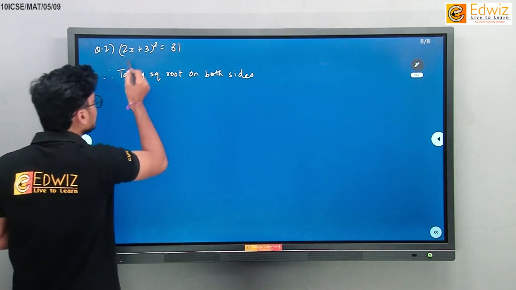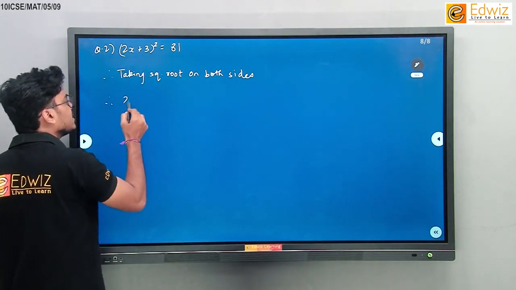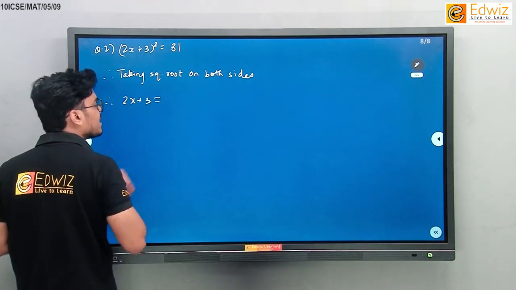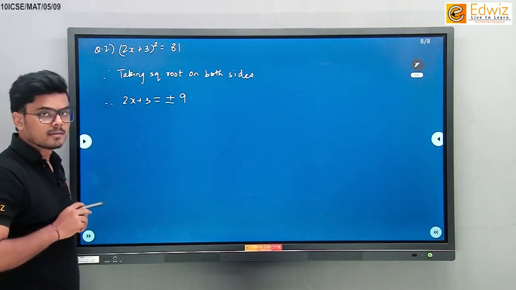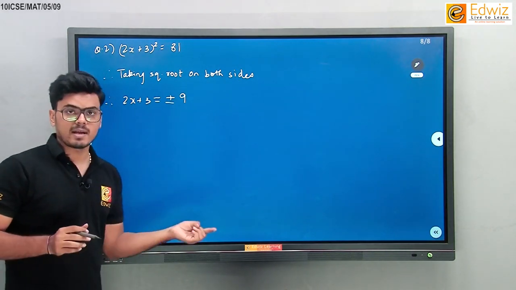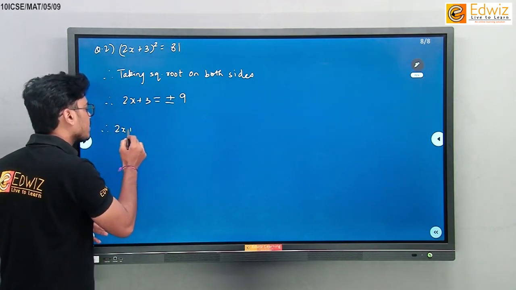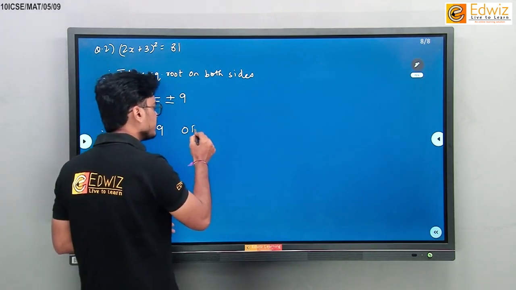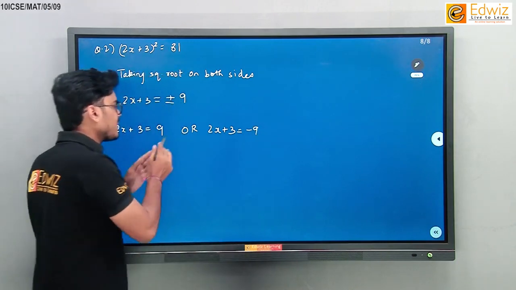So what will happen then? This will become square root of 2x plus 3 the whole square, so only 2x plus 3 will be left behind. And on the right side, square root of 81 can be plus or minus 9. Okay? So if you want the two solutions for x, what you have to do is equate 2x plus 3 once with positive 9 or equate 2x plus 3 with negative 9. It can be plus or minus 9.